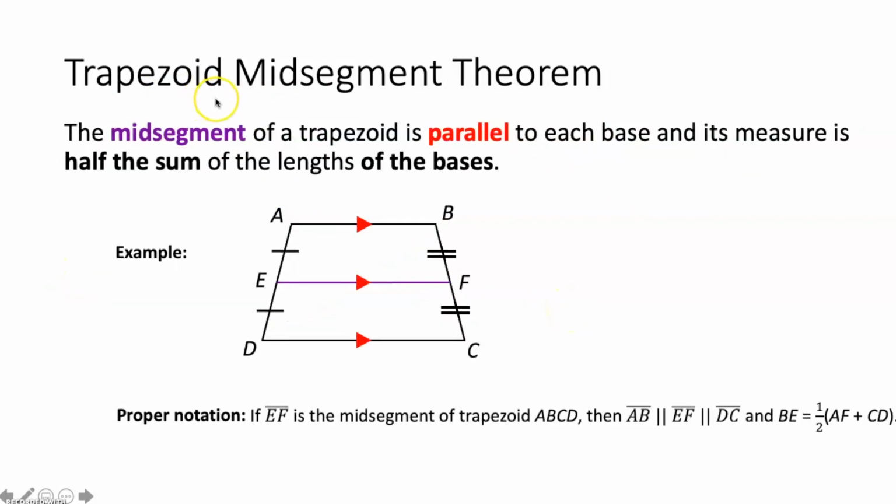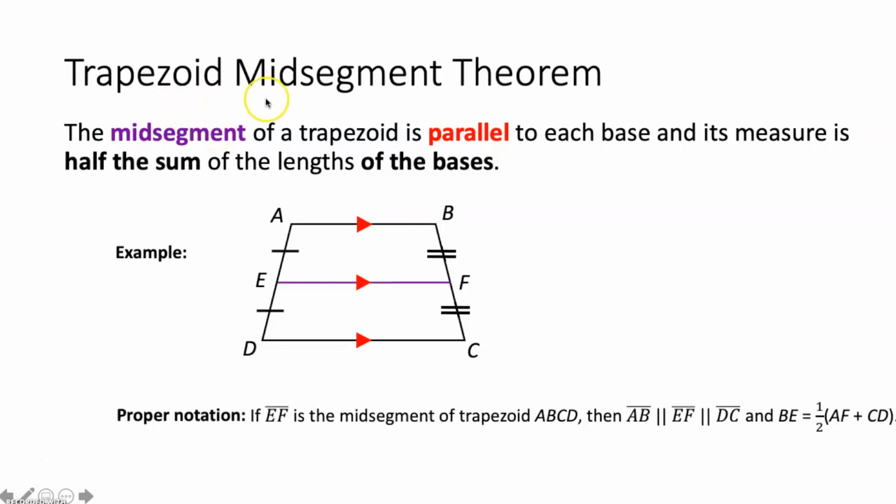Now, the Trapezoid Midsegment Theorem says the midsegment of a trapezoid is parallel to each base and its measure is half the sum of the lengths of the bases. So we have a trapezoid, ABCD. Point E is going to be the midpoint of one of our legs, segment AD. Point F is going to be the midpoint of the other leg, segment BC. If I draw a segment connecting those two midpoints of our legs, that is the midsegment.